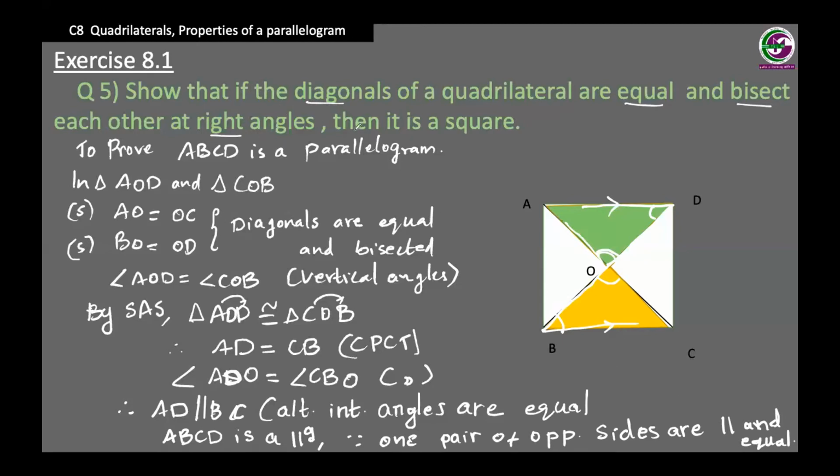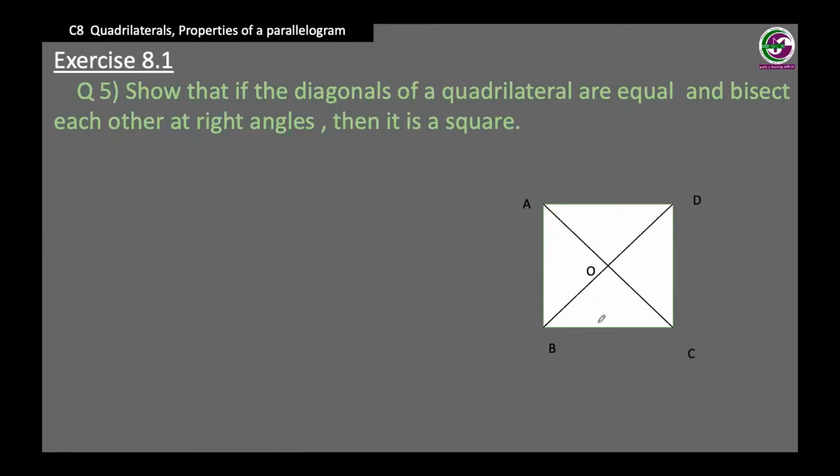Next step to show that ABCD is a square is we have to show that adjacent sides are equal. For that, let's take case 2. Here we are going to prove that AB is equal to BC in the parallelogram ABCD, because just now we have proved that ABCD is a parallelogram. For that, we have to take two triangles which has these two as the sides. So the triangle AOB and COB.